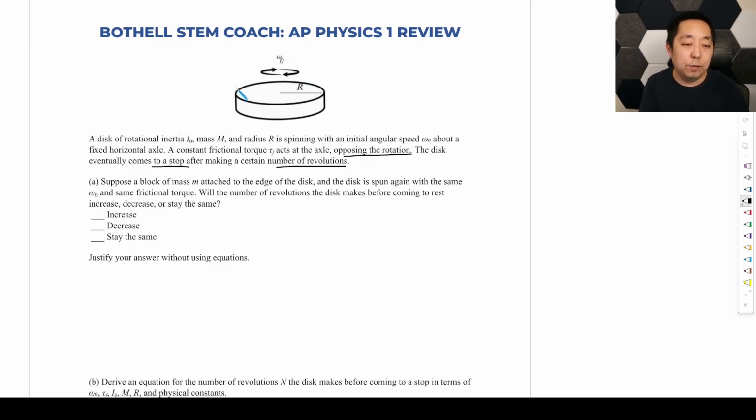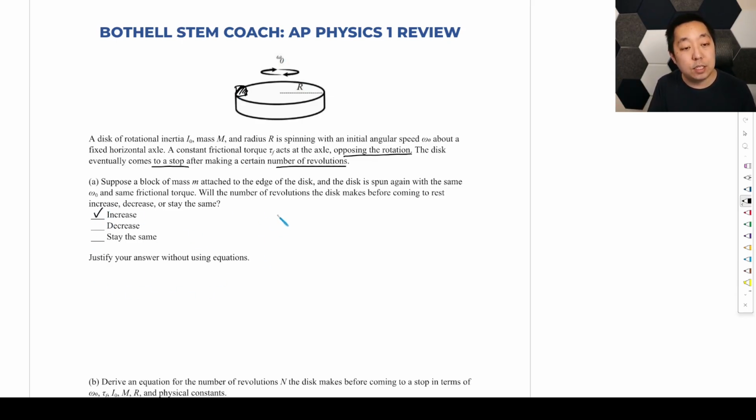Now, what's the difference by adding in a piece of mass here? Adding a piece of mass increases the rotational inertia of the system. And what that's going to do is, even though you have a frictional torque, it's going to be harder to slow down. Because now you've added mass, you've made it harder to spin. It's also going to make it harder to slow down from that same torque. So if you apply the same torque, it's going to take longer to slow it down. And so it will increase.